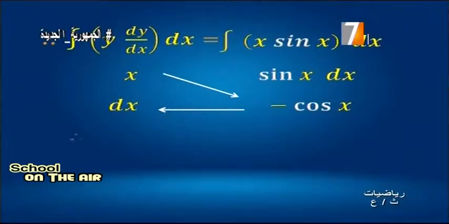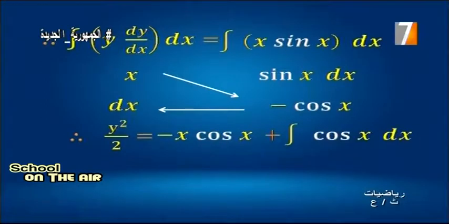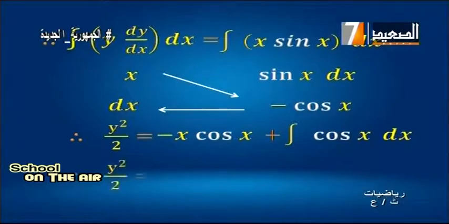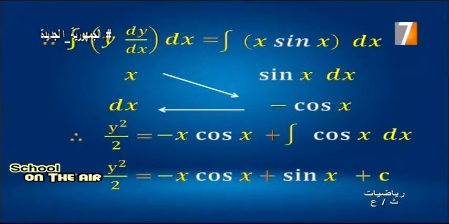So y squared over 2 equals negative x cosine x minus the integration of negative cosine x, which is positive integration of cosine x dx. Integration of cosine x dx equals sine x plus constant c. Then y squared over 2 equals negative x cosine x plus sine x plus the constant c.